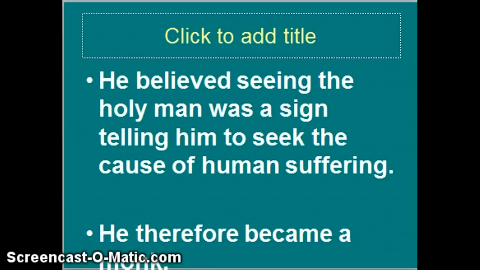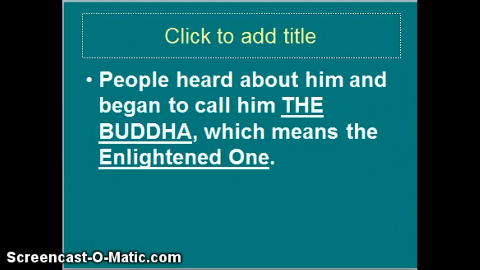As I said, he believed that seeing these things was a sign, and in fact it was also a sign that life was about human suffering, and that we were supposed to seek the cause of this human suffering. And he became a monk. And as a monk, he searched to try and answer these questions, and became very wise and very knowledgeable. So wise, in fact, that the story of him began to grow. People began to call him the Buddha, which means the enlightened one.